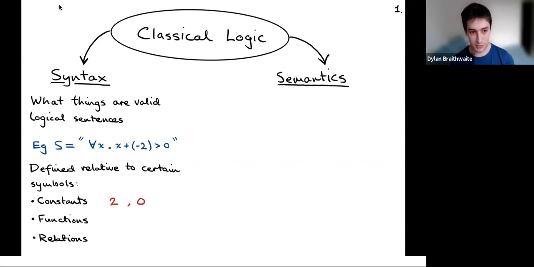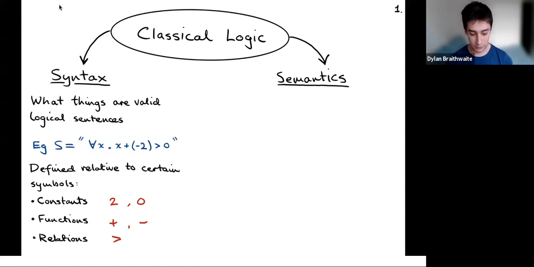We can have function symbols, which, as before, include a plus, which is a binary symbol because it takes 2 inputs, and there's also a minus, which here is a unary symbol. And there are also relation symbols, which, as before, include the greater than symbol, and that's a binary symbol as well.